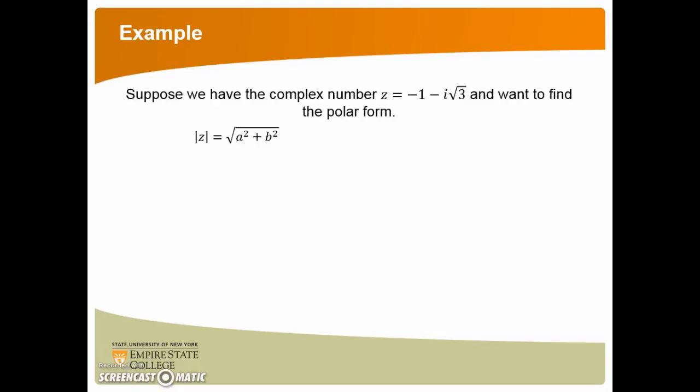First, we need to find the absolute value of the complex number. We will use the formula we discussed earlier. Plug in our values for a and b. Performing the squaring, we have the absolute value equal to the square root of the quantity 1 plus 3. So our absolute value is 2.